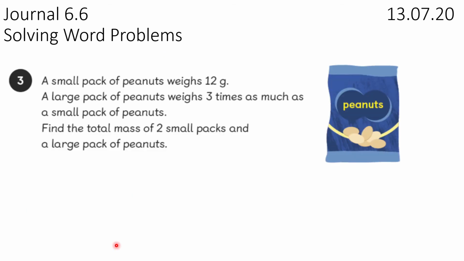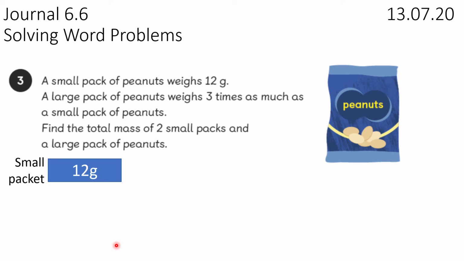Now our final question today. A small pack of peanuts weighs 12 grams. A large pack of peanuts weighs 3 times as much as a small pack of peanuts. Find the total mass of 2 small packets and a large pack. Now the first thing we need to do is to find out how heavy is a large pack of peanuts.